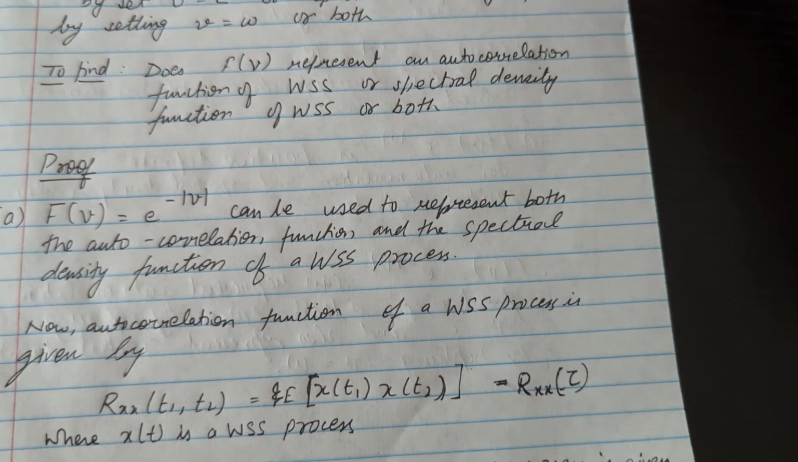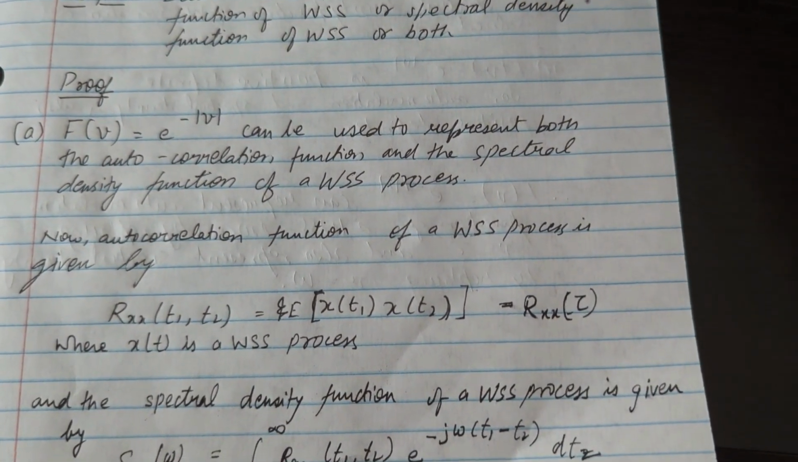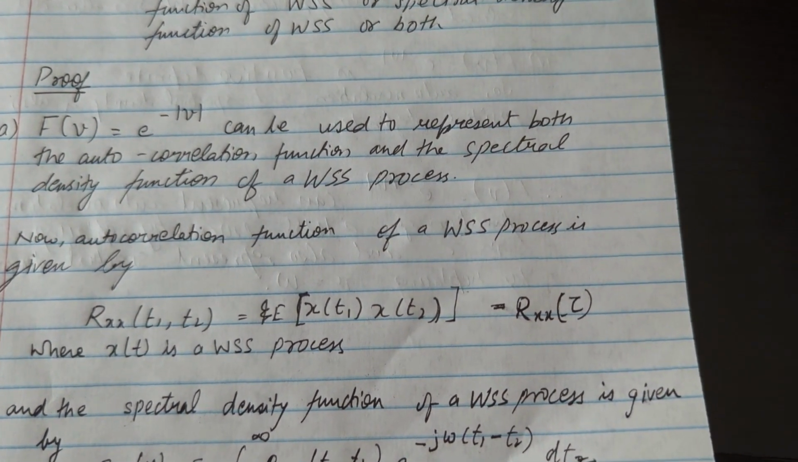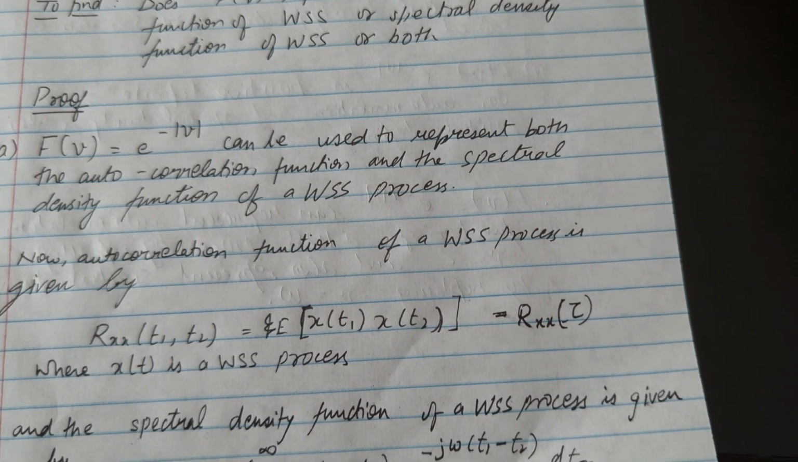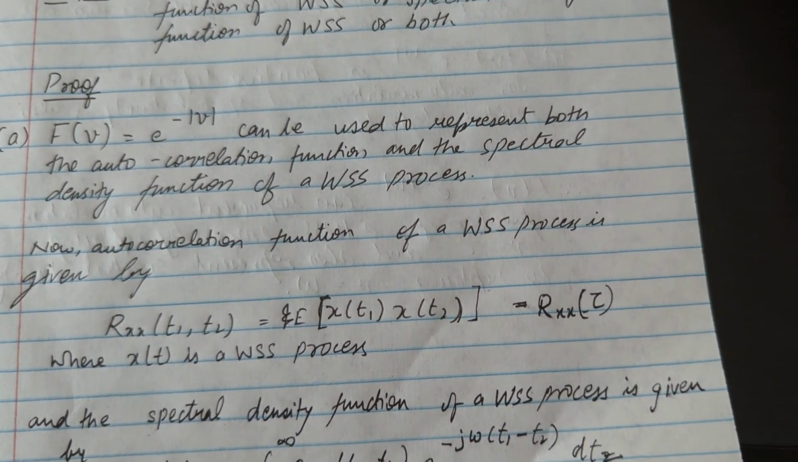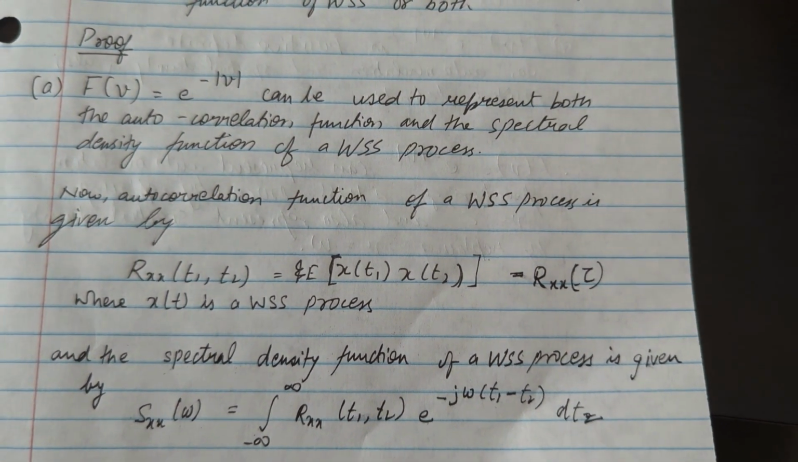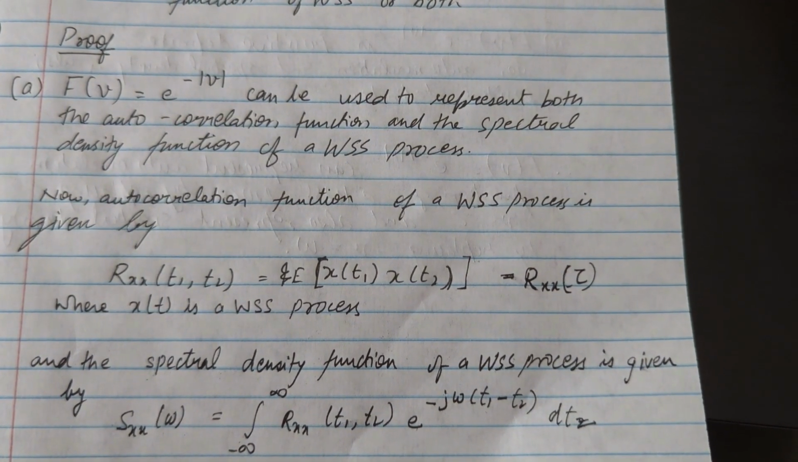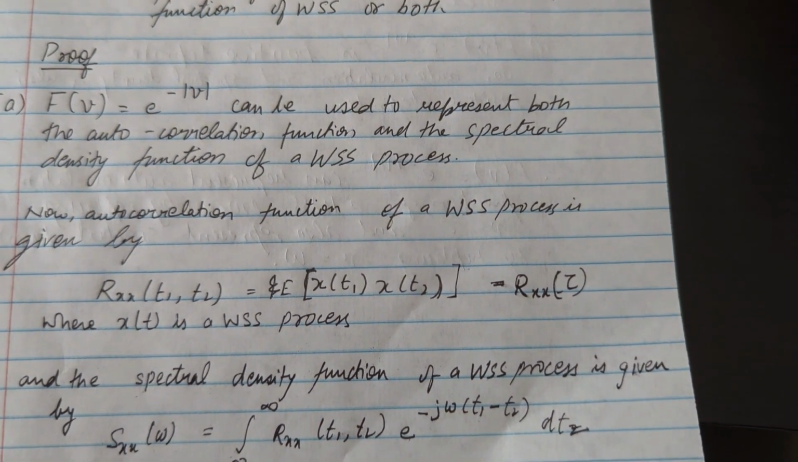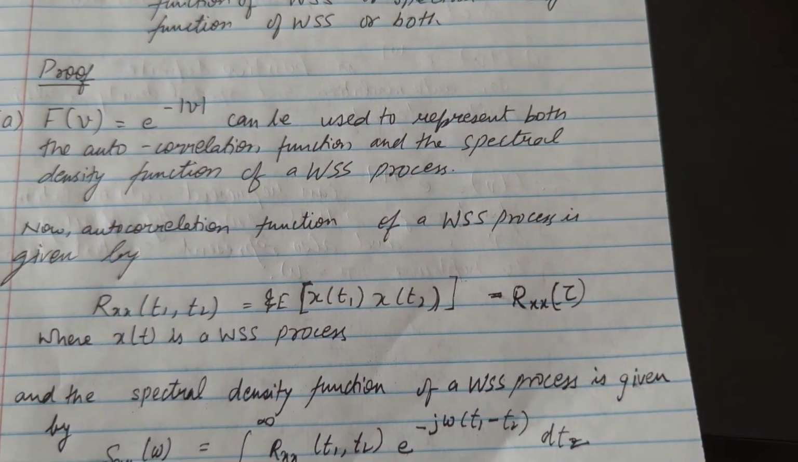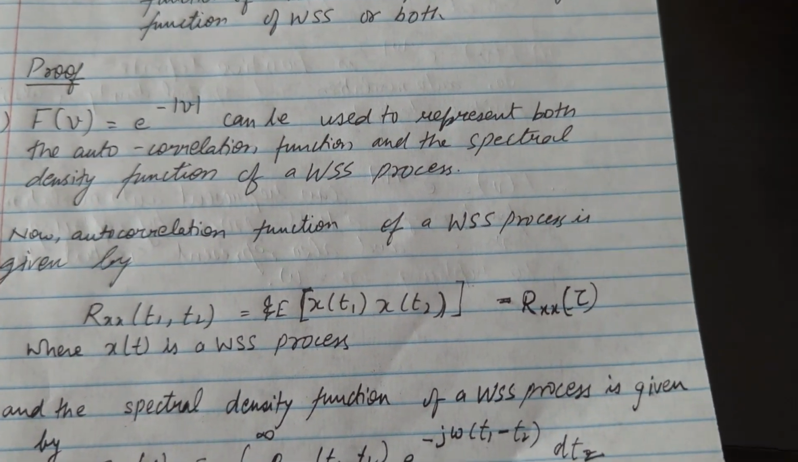How? The autocorrelation function of a WSS process is given by Rx(t1, t2) equals the expectation of x(t1) x(t2), which can also be written as Rx(tau), where x(t) is a WSS process. And the spectral density function of a WSS process is given by Sxx(omega) equals the integral from minus infinity to infinity of Rxx(tau) e to the power minus j omega tau d tau.